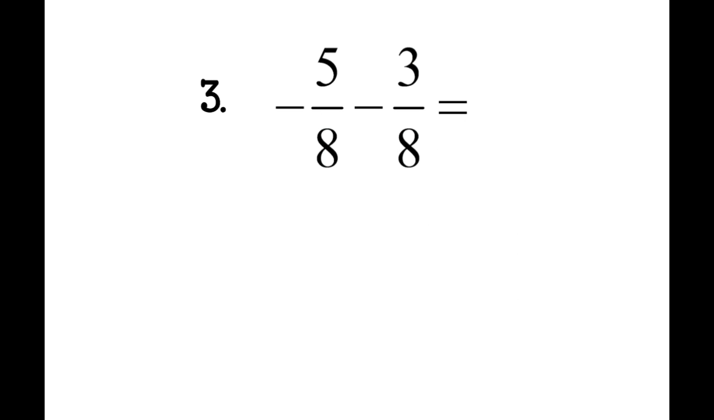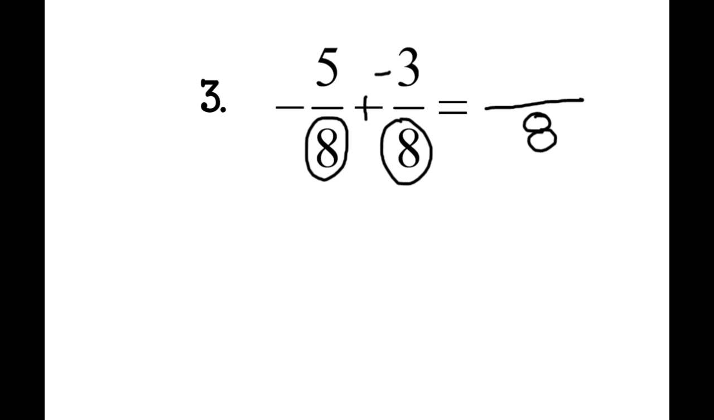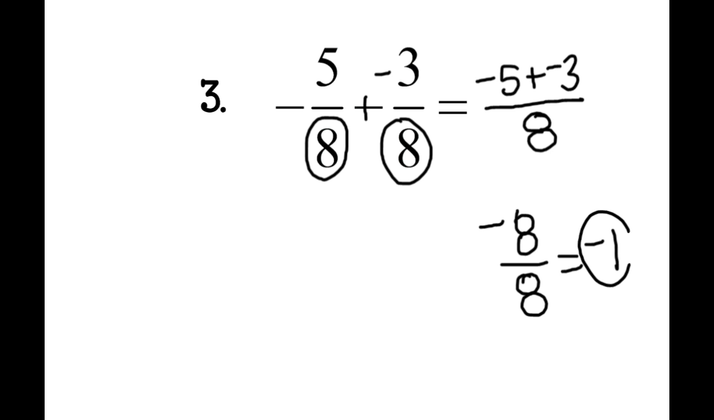Here I have -5/8 minus 3/8. So the first thing I do is add the opposite. So it's now -5/8 plus -3/8. And since it has the same denominator of 8, we know our denominator of our answer is going to be 8. And then we just add our numerators. So we do -5 plus -3 all over 8. -5 plus -3 is -8. And then -8 divided by 8 is going to be -1. So my answer will be -1.